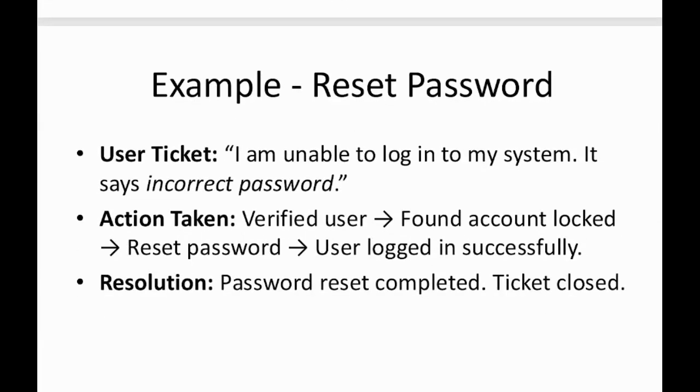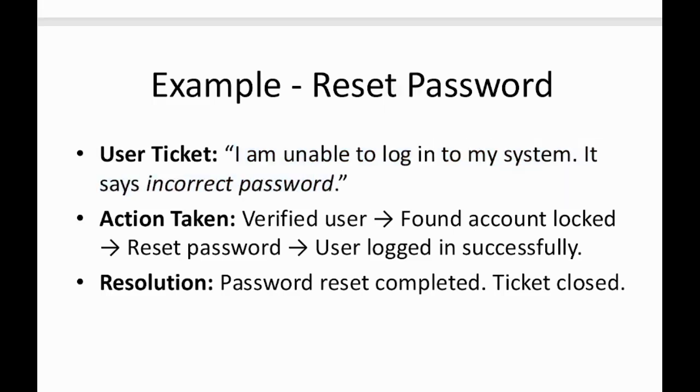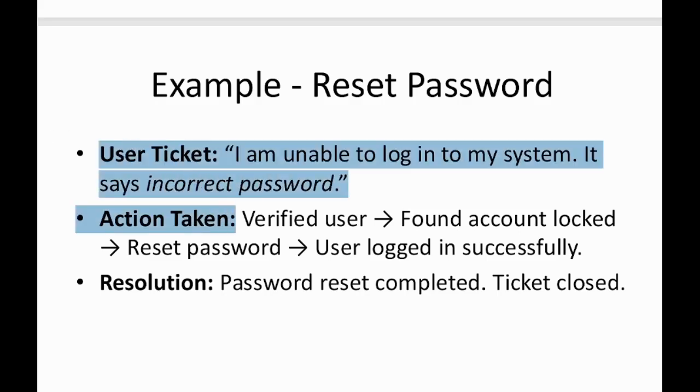Example is like user ticket is unable to log into system and it says incorrect password. So what action will you take in this case? Verified user first and then found account locked. Okay. So what you did, reset the password and then user logged in successfully. Once this password gets reset, user will be able to log in successfully. Resolution is the password reset completed and ticket closed. Okay. So in this way you can resolve the ticket.